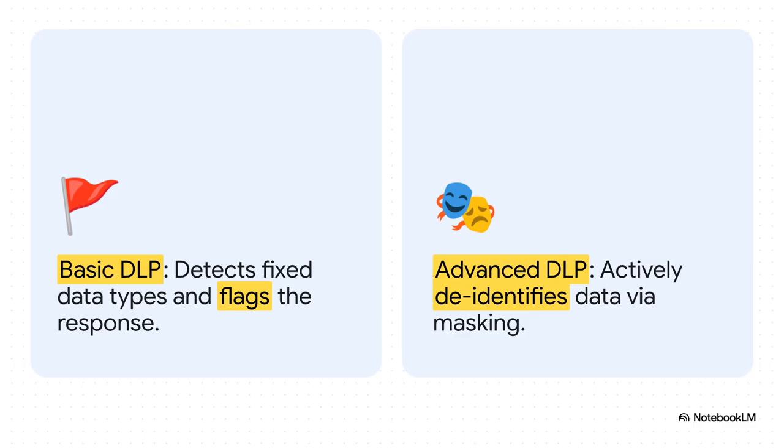But Advanced DLP is where it gets really smart. Instead of just blocking the request and totally ruining the user experience, it actively de-identifies the data. It can dynamically transform the information on the fly. We're talking masking a credit card number to just X's or entirely redacting an API key so that the workflow can safely and seamlessly continue.